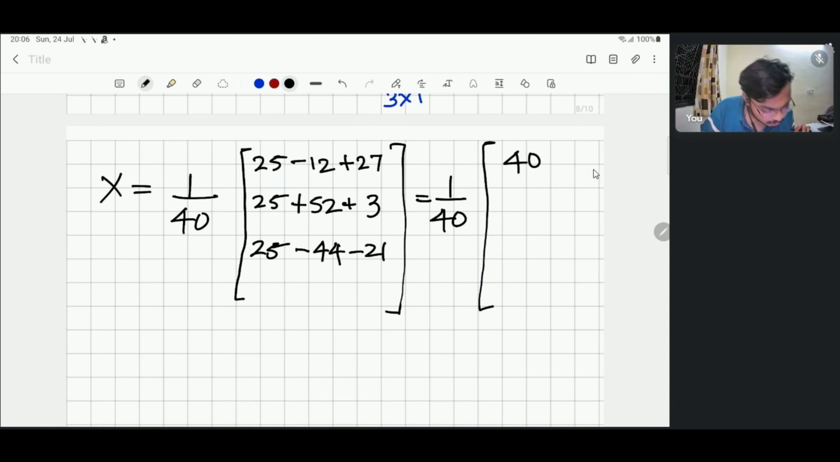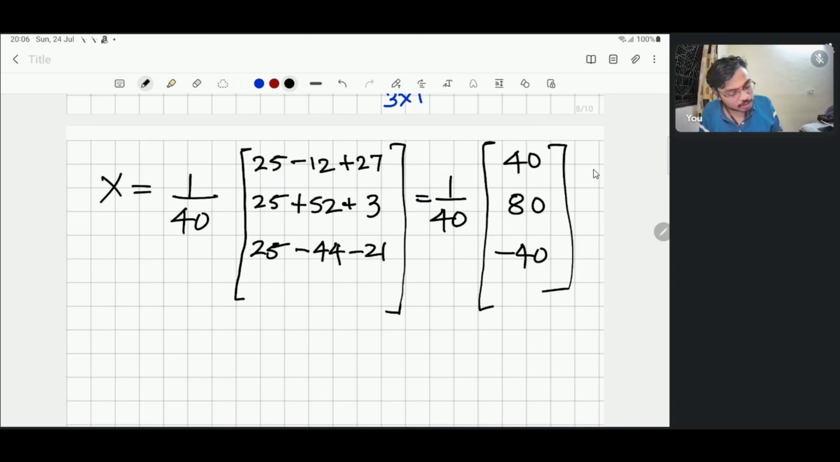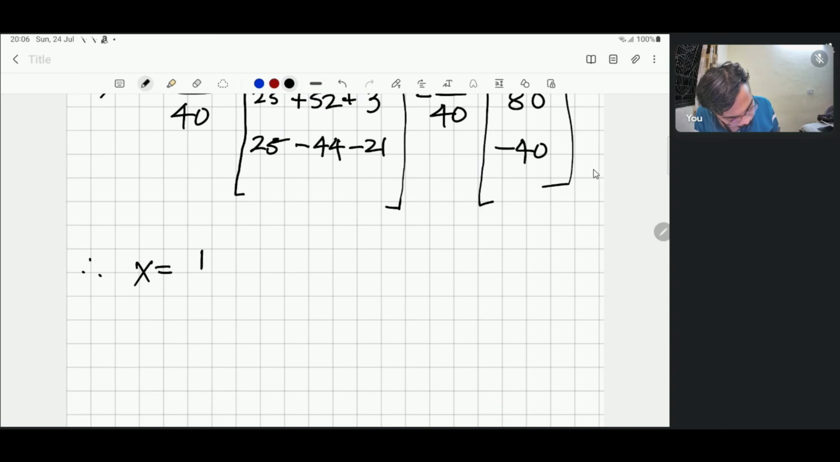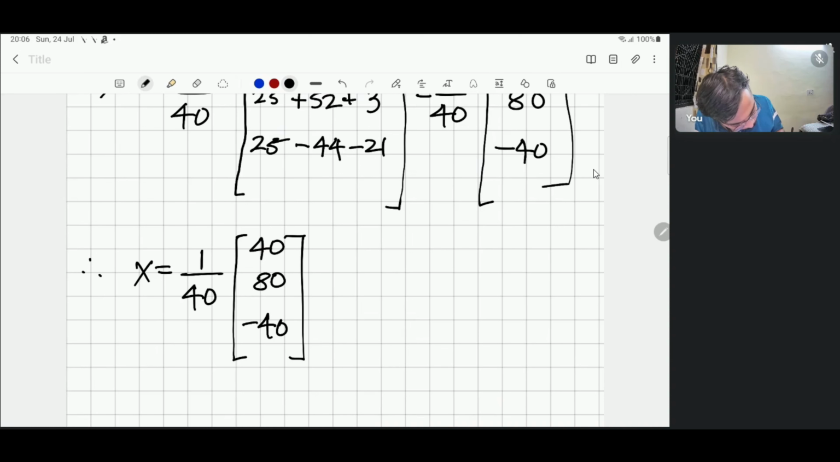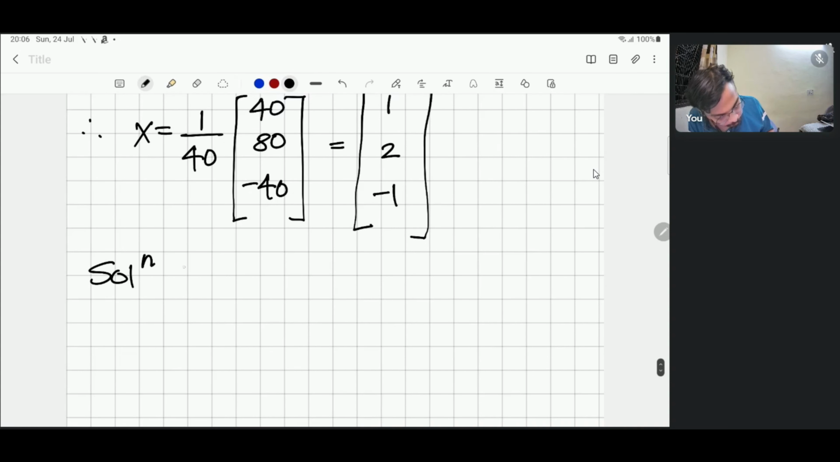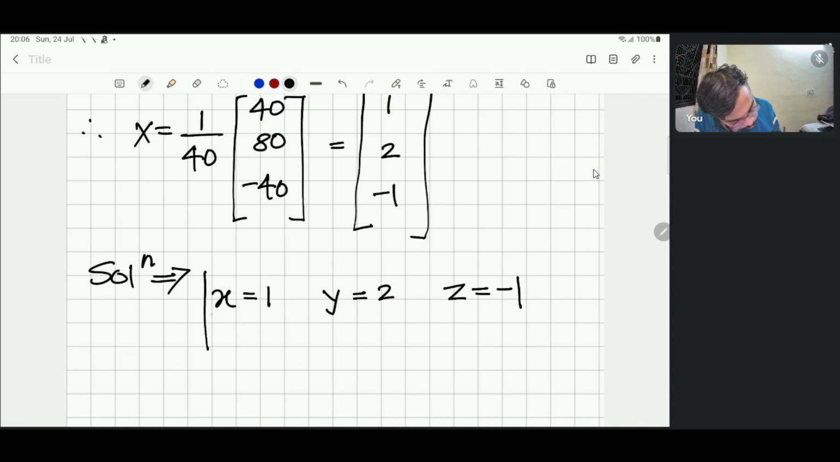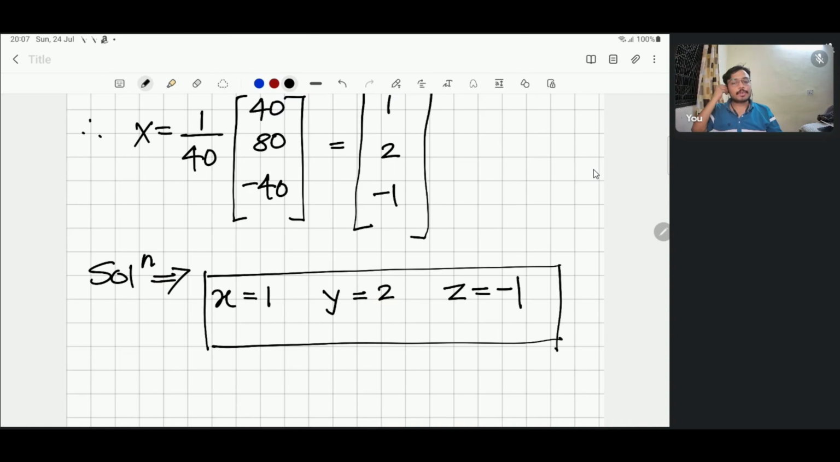25 plus 52, 355 plus 25 is 50. And 25 minus 44 minus 21 is 40. It's minus 1. Therefore, x is equal to 40, 80 minus 4. It's 1, 2, minus 1. So, our final solution is x is equal to 1, y is equal to 2, z is equal to minus 1. It's the solution of the given linear system of equations.